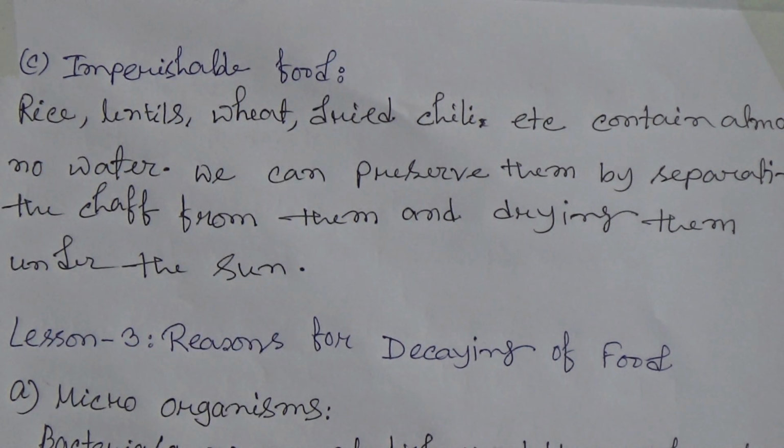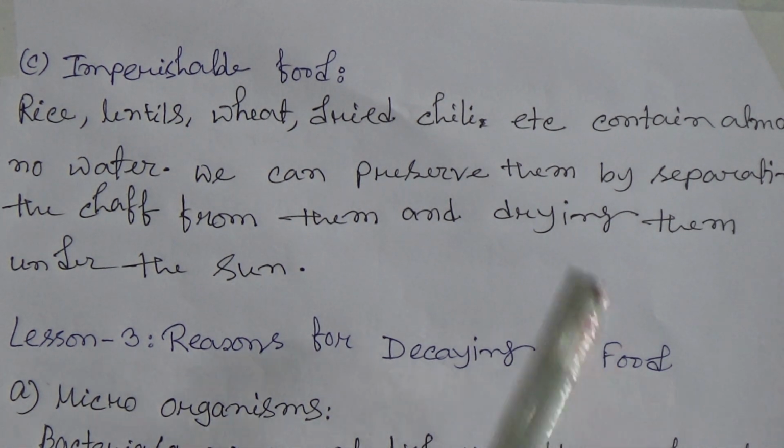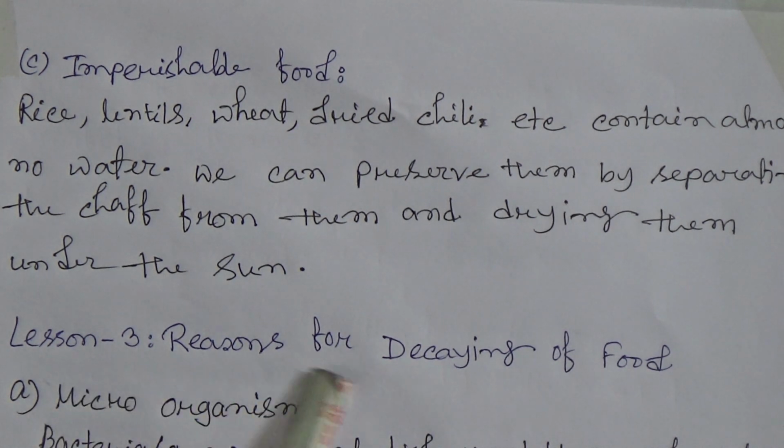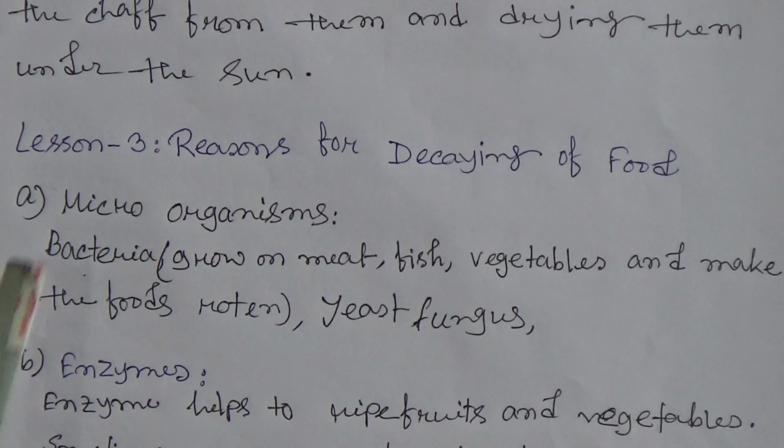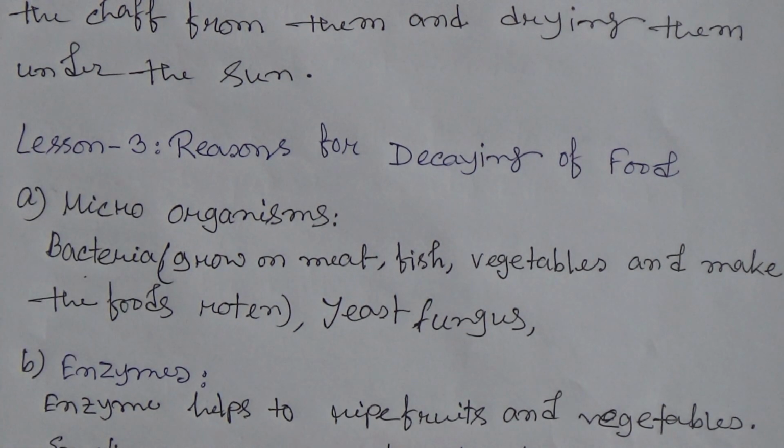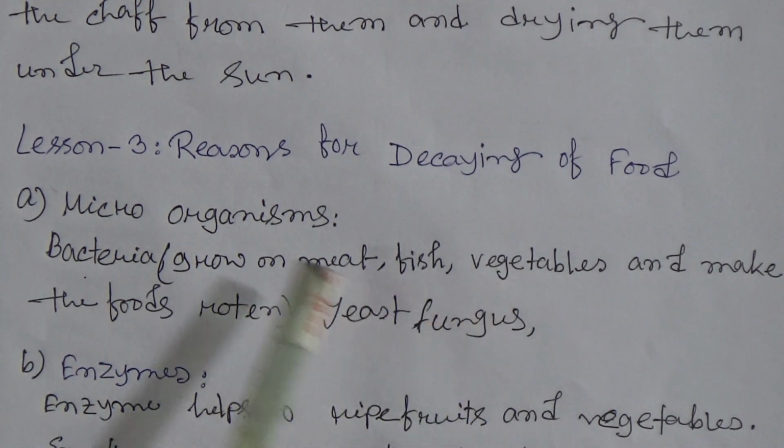Now lesson 3, reasons for decaying of food. Okay, that means why we have to preserve the foods and why the foods are actually decaying or perishing. So what are the reasons? There are some things that help any foods to be spoiled. So we have to know their names.